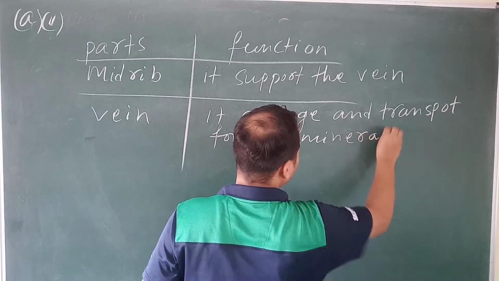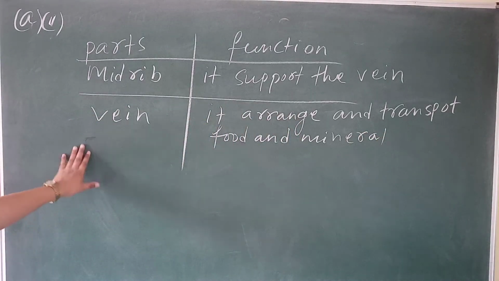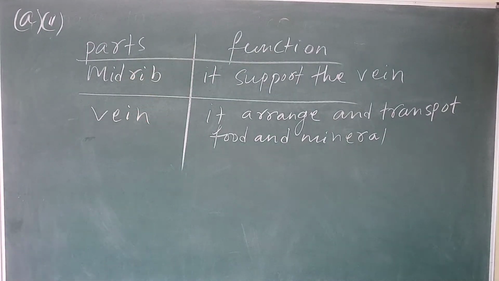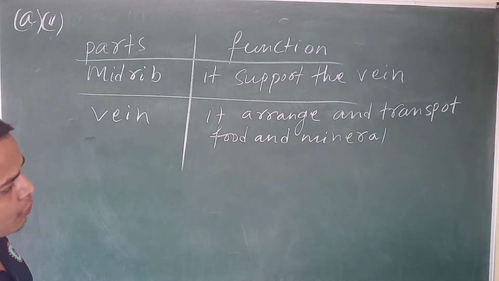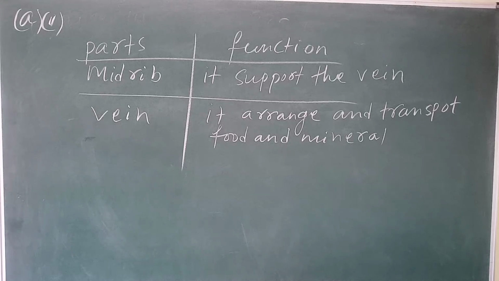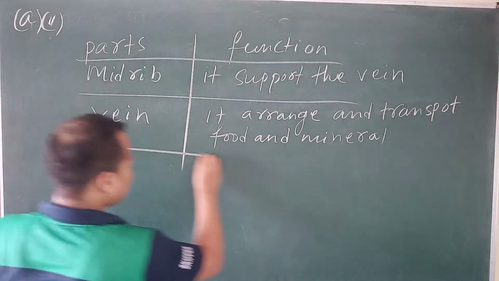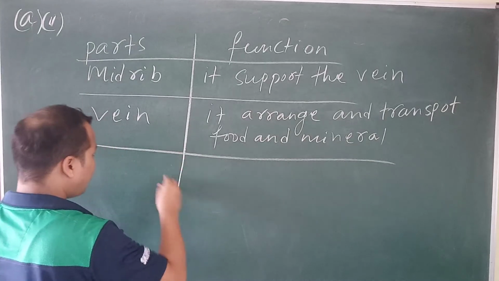So what will happen? The vein is spread all over the parts of the leaf. The root takes in water and minerals from the ground. After that, the vein spreads them to each and every part of the leaf. So this is the function of a vein.